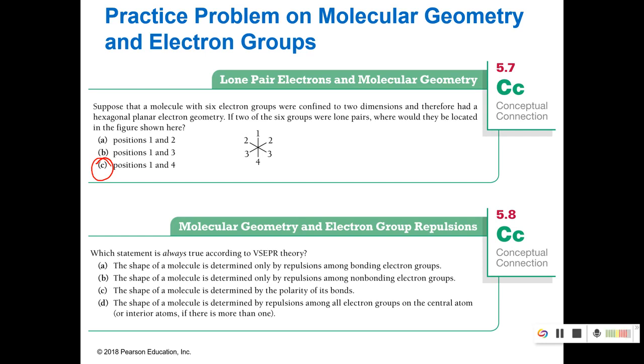Okay, which statement is always true according to VSEPR? So remember, VSEPR pays attention to the central atom and then bonded and non-bonded. So the shape of the molecule is only by repulsions among bonding electrons? No. Shape of the molecule is determined by only non-bonding? No. Polarity, we haven't even talked about that yet for molecules. So D must be the answer, but let's check. We've got all electron groups on the central atom, which is important.